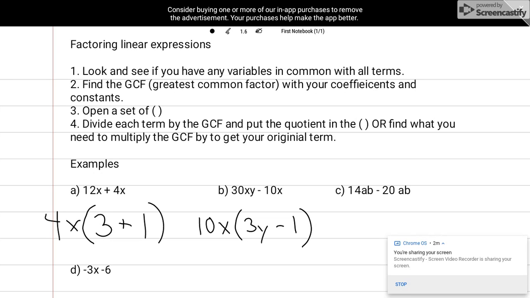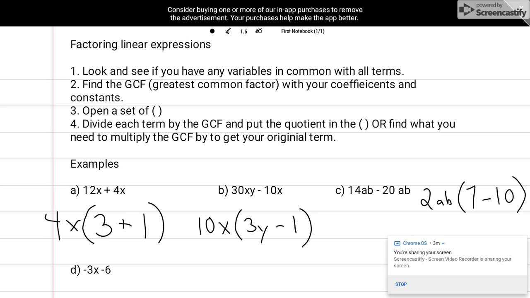Let's look at C. They have a and b as their variables, and they both share them, so I can extract both an a and a b. My GCF between these two numbers is actually going to be rather small. It's going to be 2. 2 times what gives me 14, and that's 7. I don't need to worry about the variables because they share the same. Minus 2 times what gives me 20, in this case 10. That's going to be my factored form.